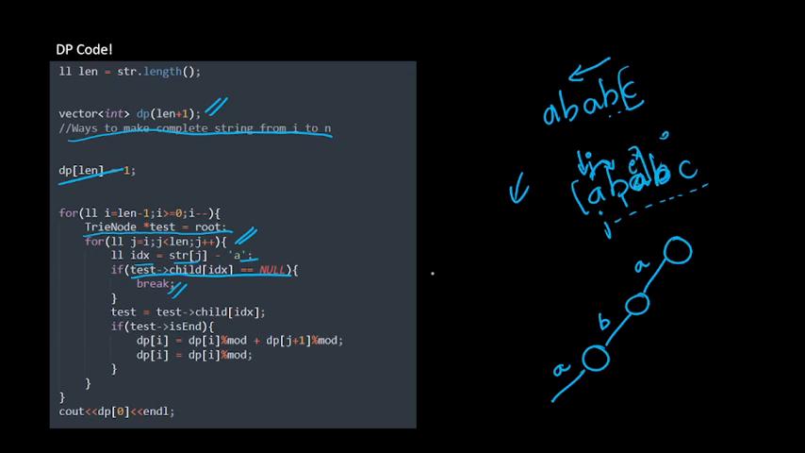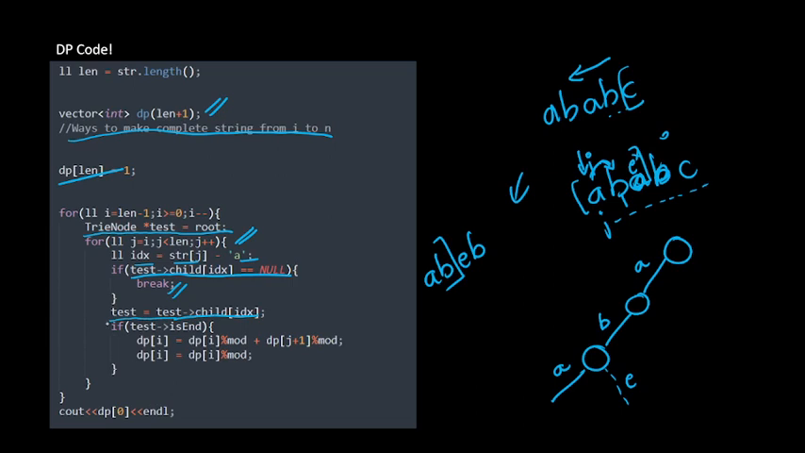Suppose the string had been AB, AB, if this would have been the string. So AB, then B, then do I have a string E after B? Do I have this? No, you don't have this. So you have to simply break from this point only. You can't go ahead. Otherwise, if you have, just make your test root go to that child index.